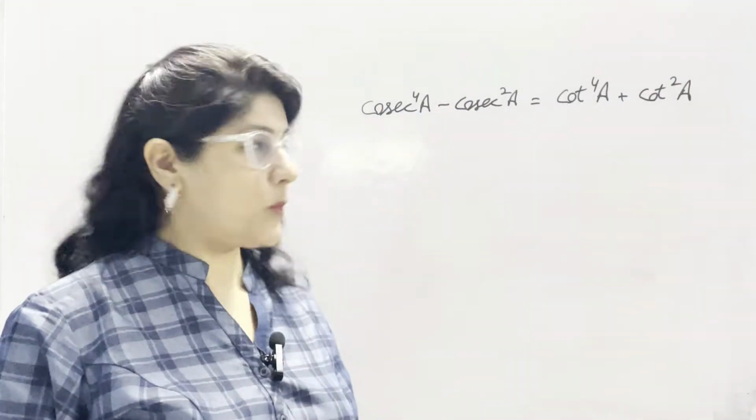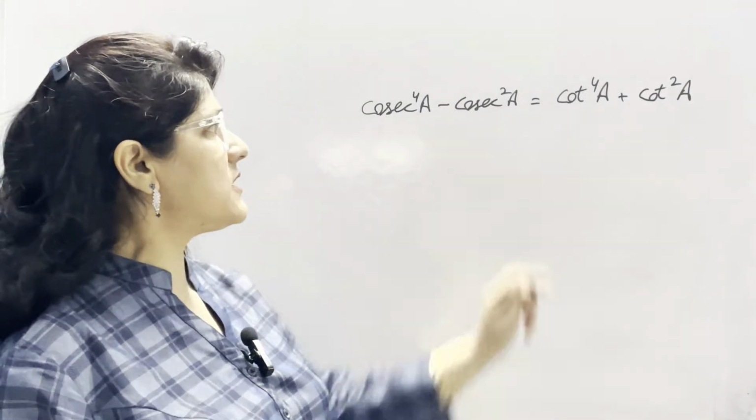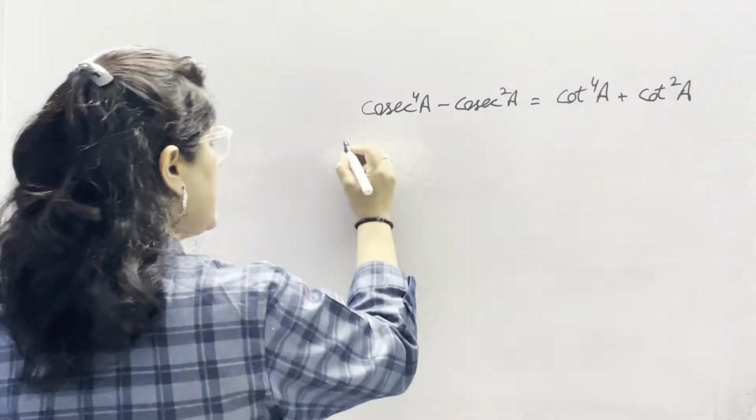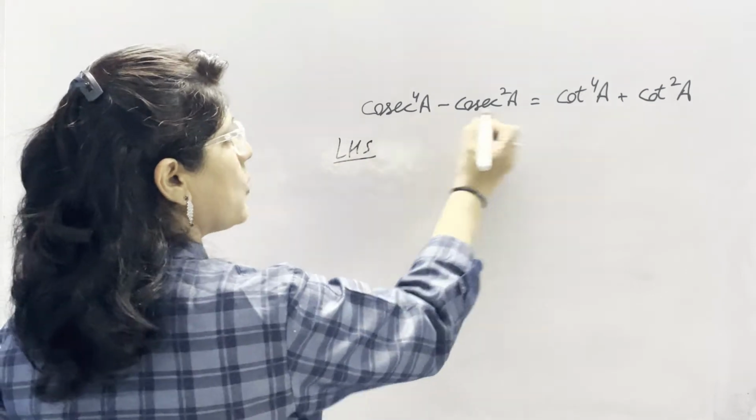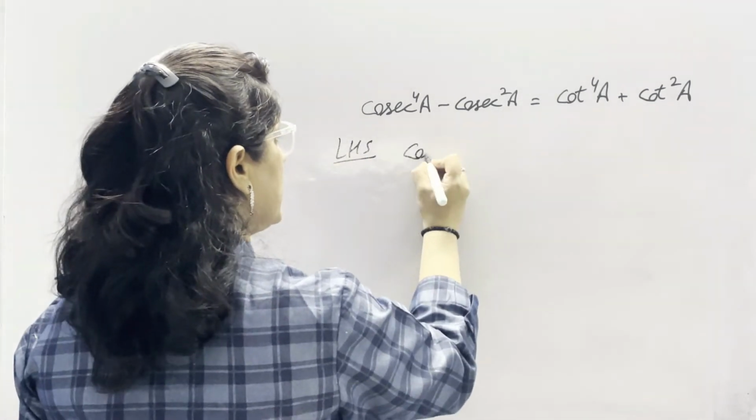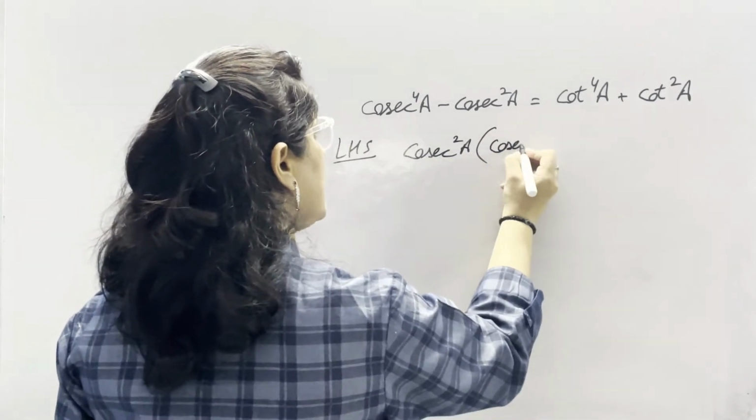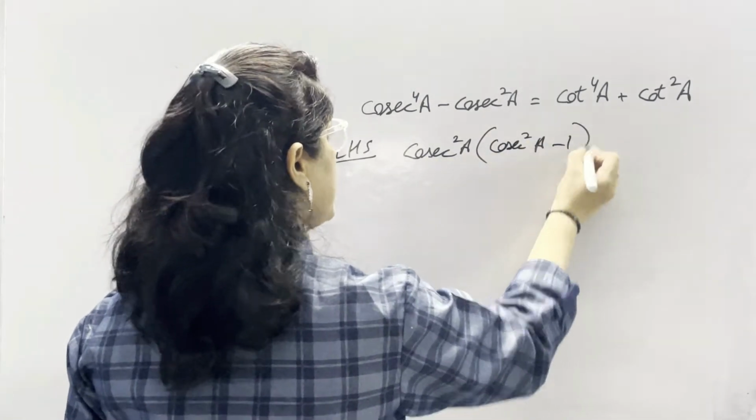Now coming to the third question, which is cosec 4A minus cosec square A is equal to cot 4A plus cot square A. In LHS we can see that cosec square A we can take common. So cosec square A is common, and inside the bracket cosec square A minus 1.